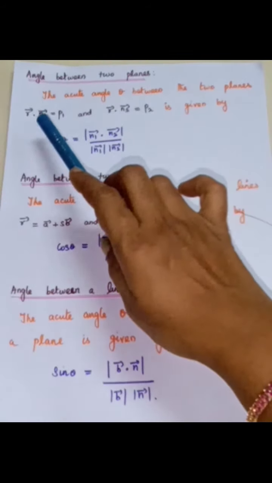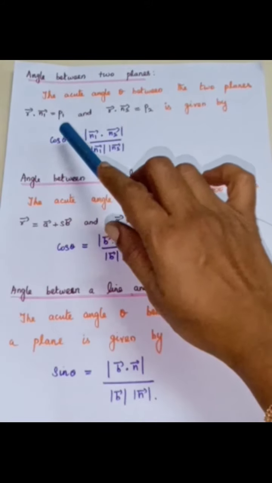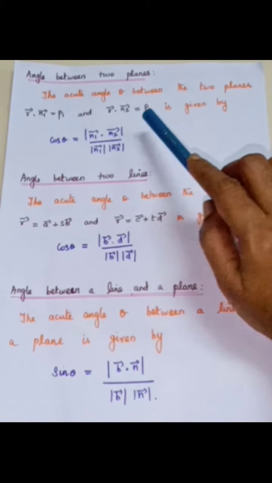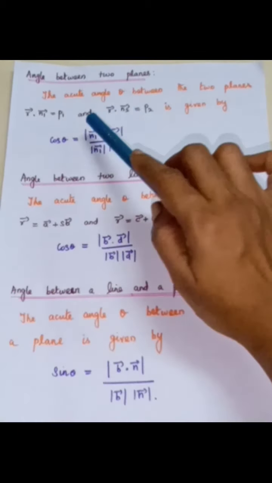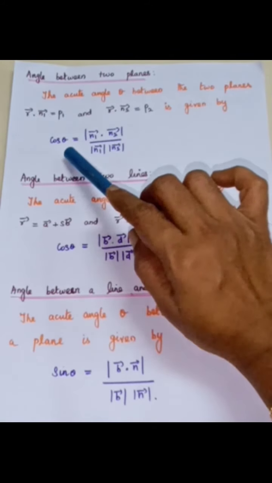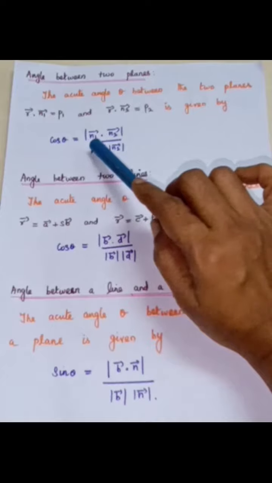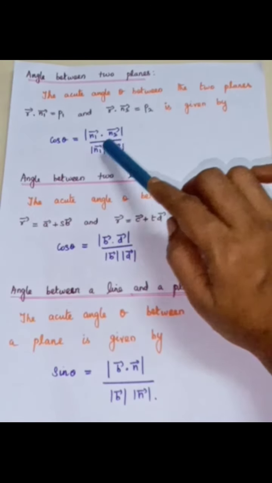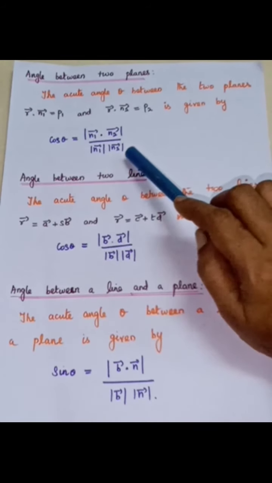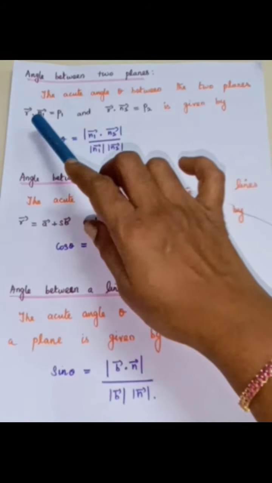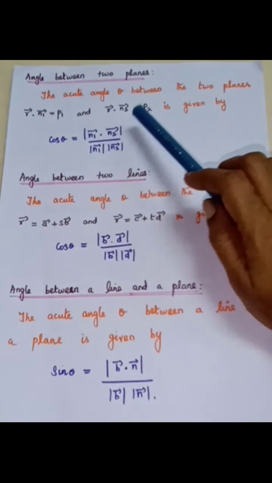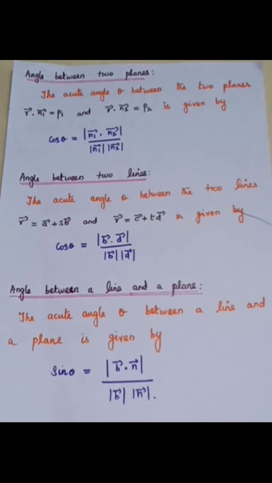So the first plane is r vector dot n1 vector is equal to p1. The second plane, r vector dot n2 vector is equal to p2. Okay, the acute angle between two planes is given by cos theta is equal to modulus of n1 vector dot n2 vector divided by modulus of n1 vector modulus of n2 vector. n1 vector is the perpendicular vector to the first plane. n2 vector is the perpendicular vector to the second plane.